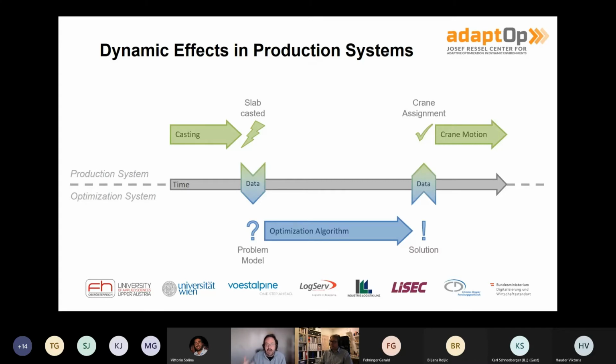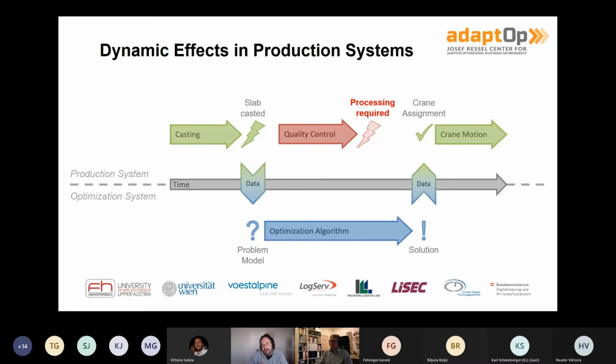Dynamics occur because after the slab is casted, quality control comes into play, and quality control checks if the slab is okay or if there is some post-processing necessary. And it might be a result of quality control, of course, that some post-processing is required. But we do not know this information just at the time when the slab is casted. So quality control takes some time.